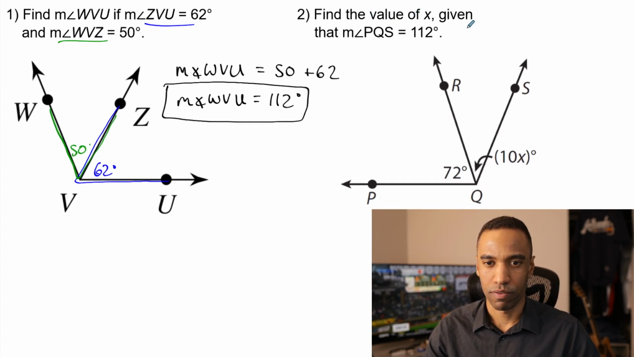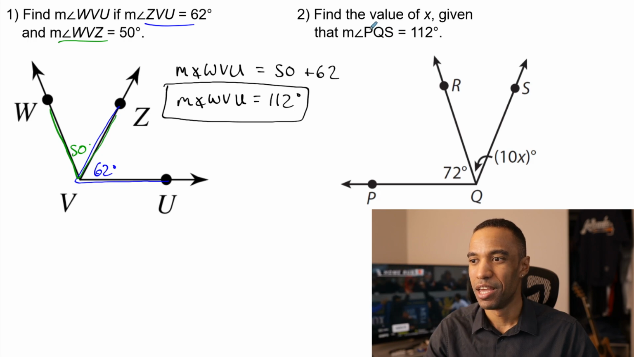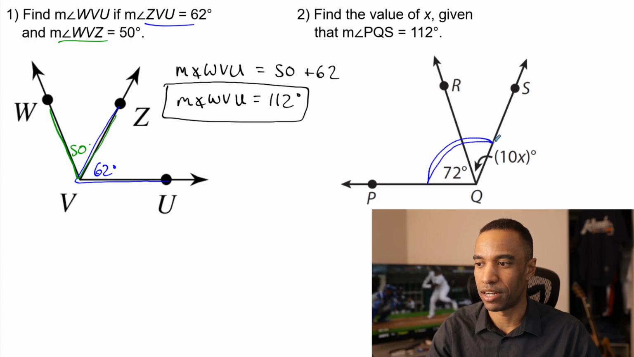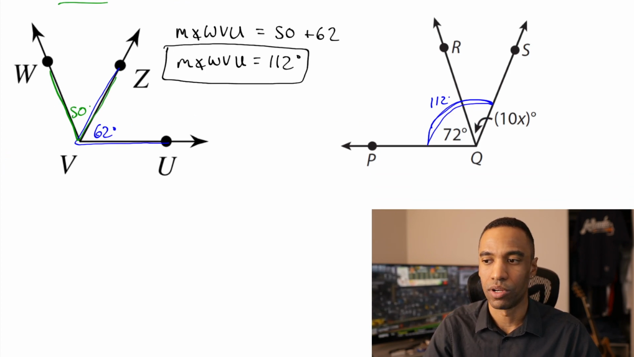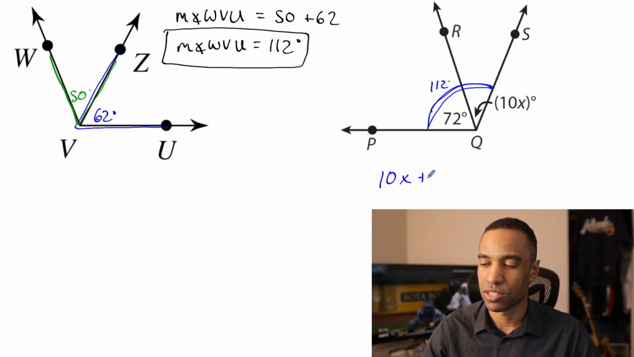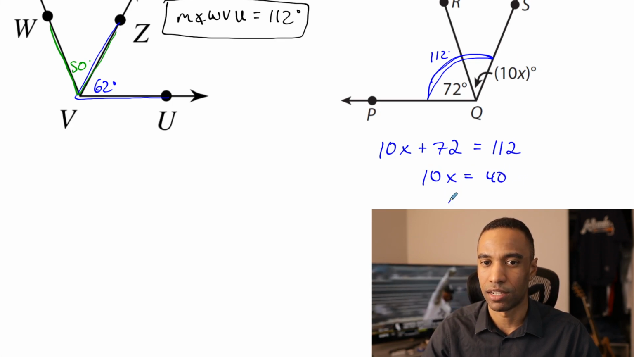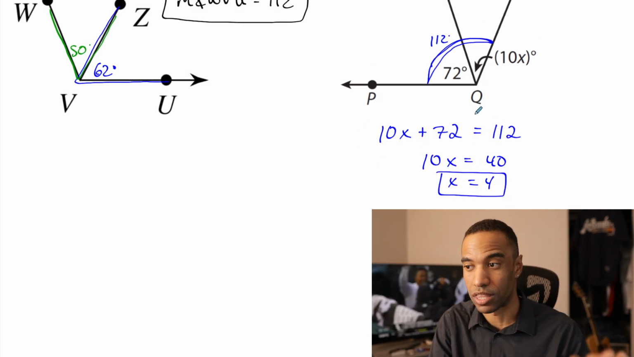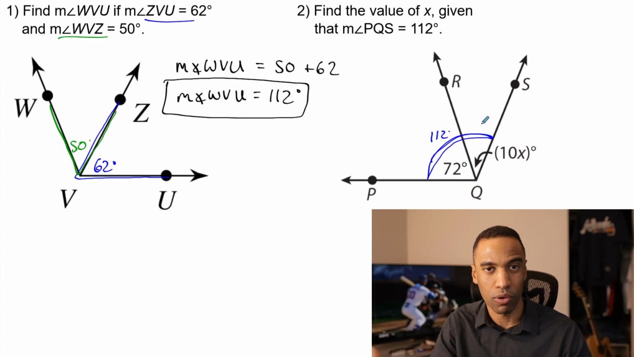Here we go. Find the value of x given that the measure of angle PQS equals 112 degrees. So the whole thing is 112. It's kind of harder for them to label that, so I'll do it for you. But the whole thing is 112, and it's the addition of the 10x and the 72. So we're going to say that 10x plus 72 equals 112 degrees. Subtract 72 and divide both sides by 10. You'll get x equals 4. And that is the solution to that. That's all that they asked for, just find x. So the angle addition postulate, much like the segment addition postulate, just add some things together, set them equal to the whole thing, and you're good to go.